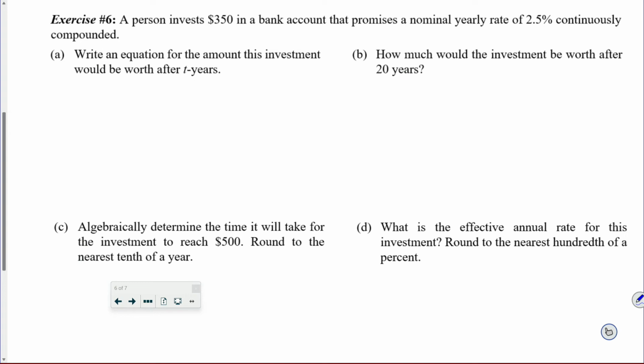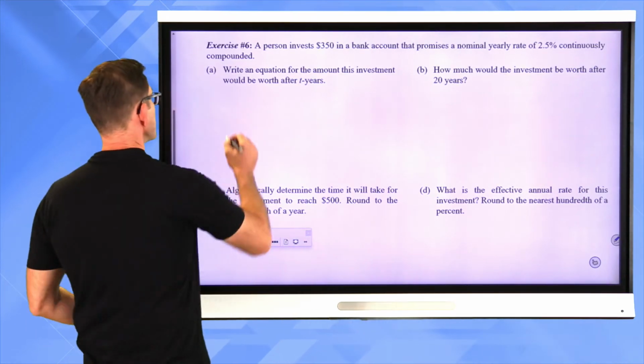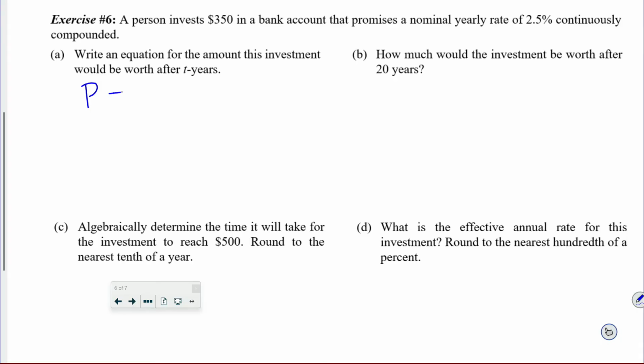A person invests $350 in a bank account that promises a nominal yearly rate of 2.5% continuously compounded. Letter A, write an equation for the amount this investment is worth after t years. Now this is really key because it's a point of confusion for a number of students. So the PERT formula: A is equal to P e to the rt.